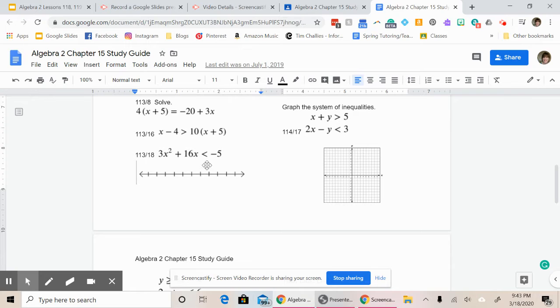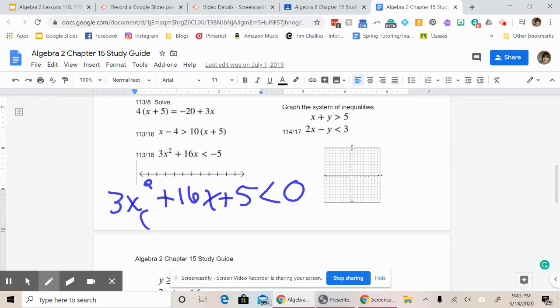In this one, it's all about the critical points. So make sure that you use open circles. It's less than, so you're going to shade in between and treat it as an equal sign and solve this. I'm going to actually write this one out for you. It would be 3x squared plus 16x plus 5 less than 0. I'm even going to try and factor it for you.